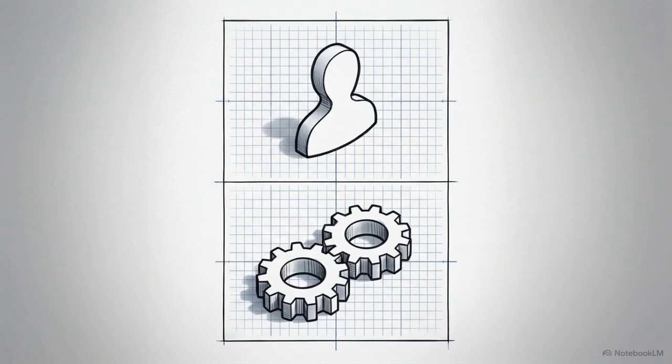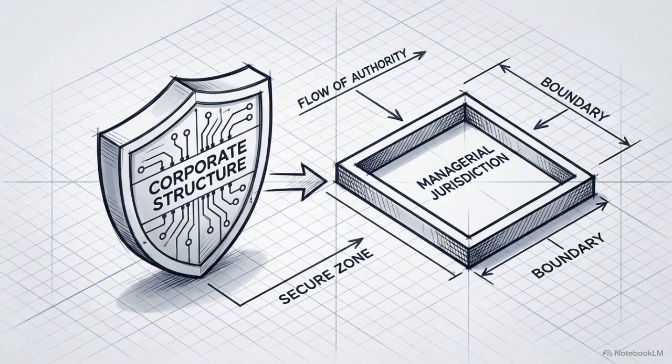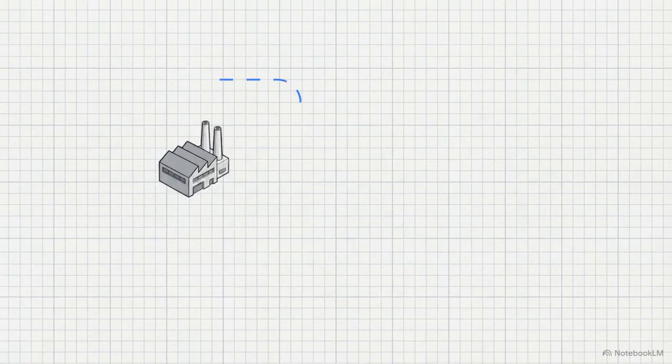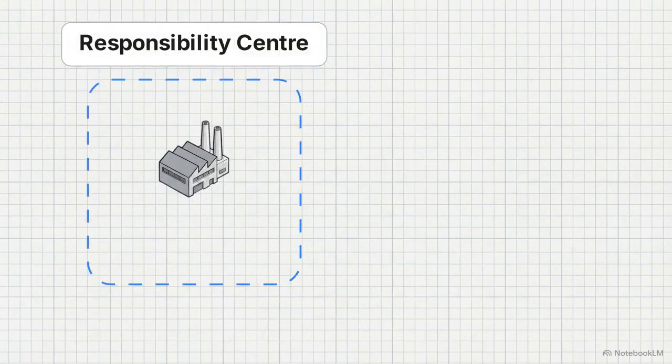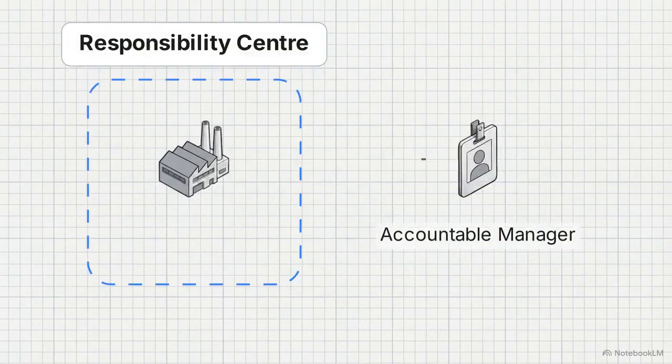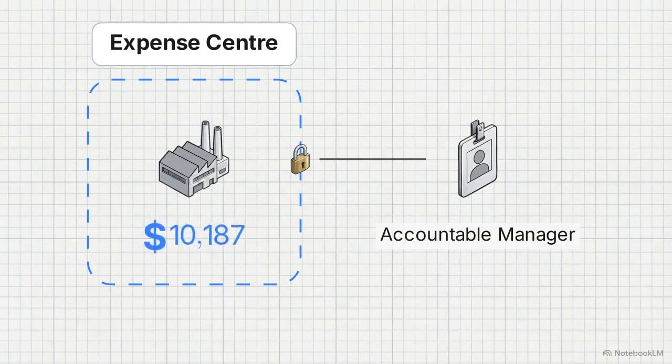Classifying a cost center by its composition and role identifies which asset is absorbing costs and what function that asset serves. Cost centers establish clear lines of managerial jurisdiction. Because of this jurisdiction, cost centers are frequently referred to as responsibility centers. Managers of these units are accountable for the costs under their direct control. Due to this strict control over accumulated expenses, these nodes are also known as expense centers.